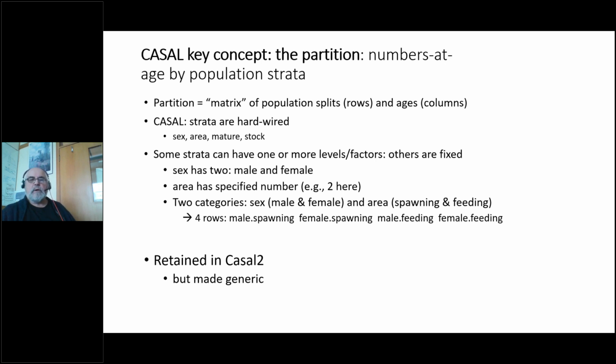Area can have a specified number, and so for this example, we've got 2. So if we have 2 categories, sex, which is male and female, and area, spawning and feeding, then we have 4 rows. So we've got male spawning, female spawning, male feeding, and female feeding. And so this structure was retained in CASAL2, but we made it generic.